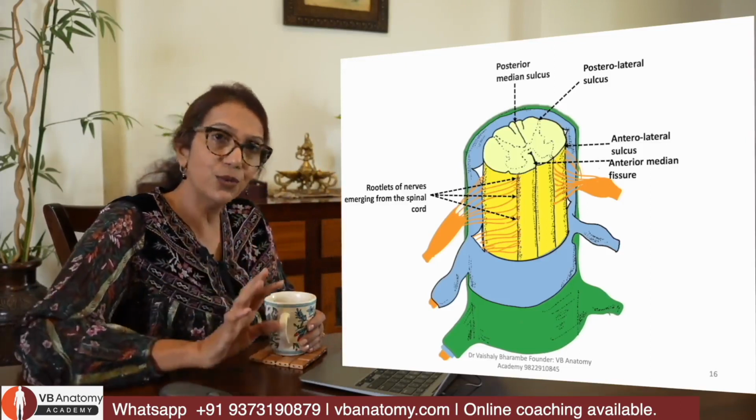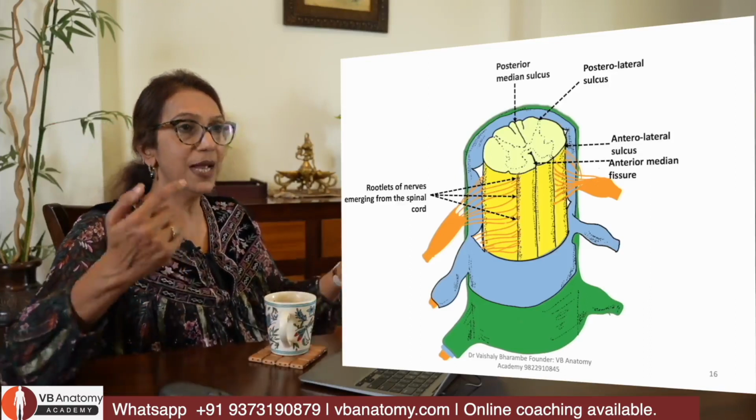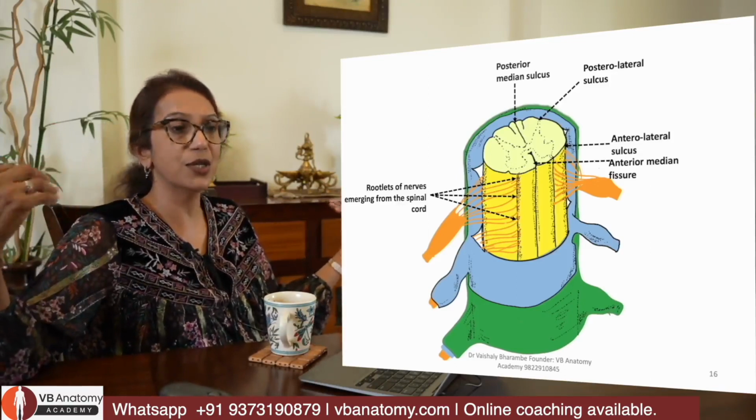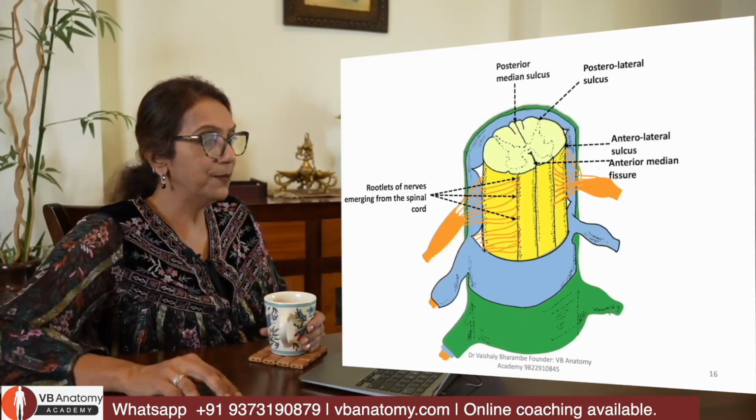Don't worry, I'll teach you this again. So we're just starting it out, okay? So from the anterolateral sulcus and posterolateral sulcus, you have rootlets which are emerging out, joining to form the spinal nerve at each level.